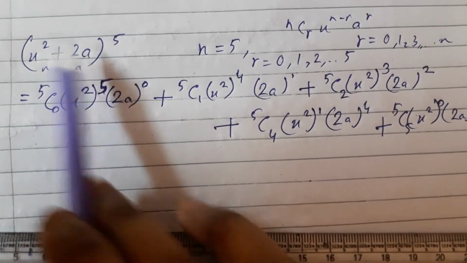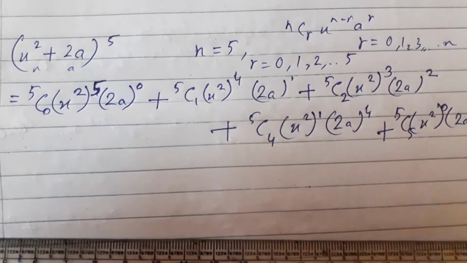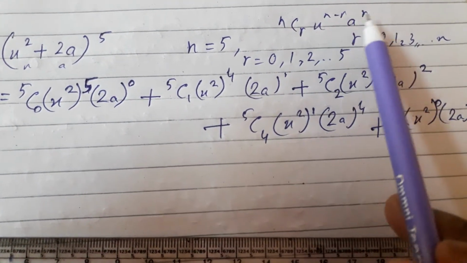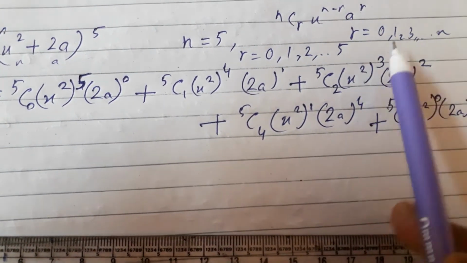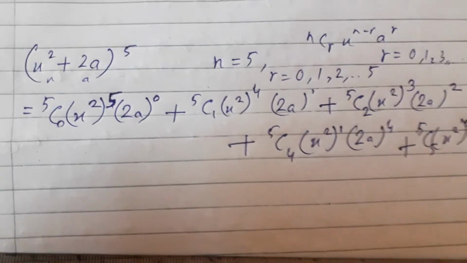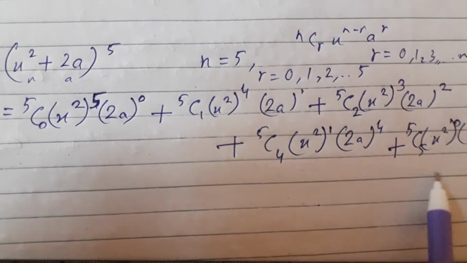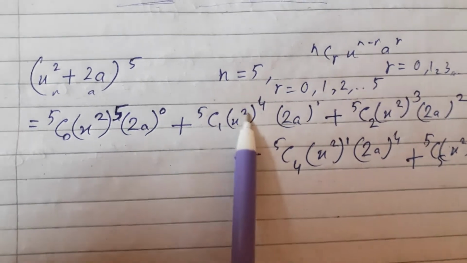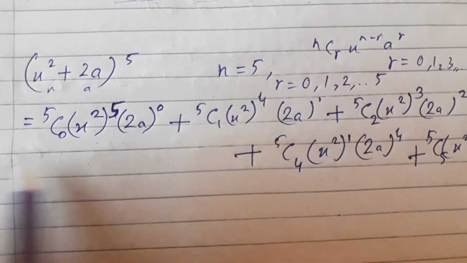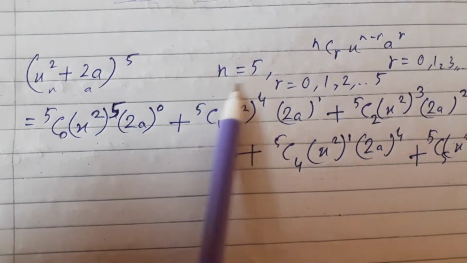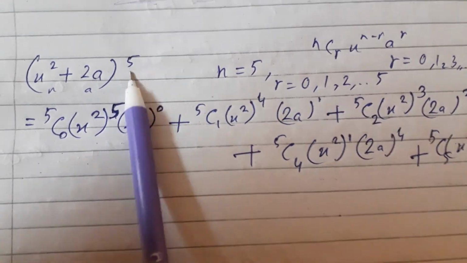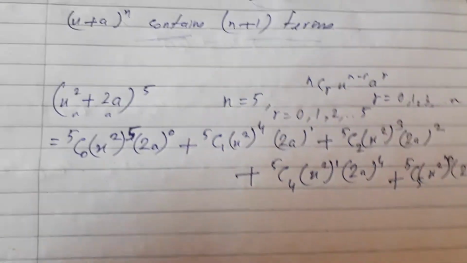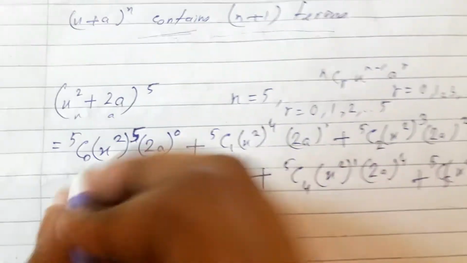See here x plus a whole to the power n is given, so you all know that nCr x to the power n minus r a to the power r with r equals to 0, 1, 2, 3, 4 summation. Okay, so now see, in this we have to expand this, nCr x to the power n minus r a to the power r, the same format with r equals to 0, 1, 2, 3, 4, 5. Okay, so then after solving, you have to solve this, we will get your answer.